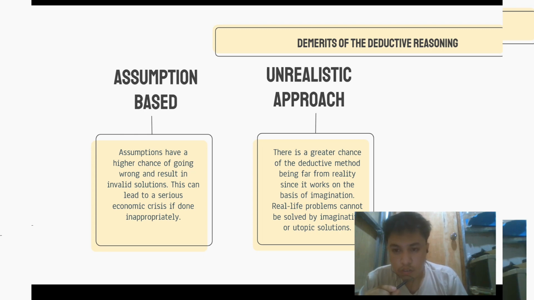The demerits of the deductive reasoning. Assumption based. Assumptions have a higher chance of going wrong and result in invalid solutions. This can lead to a serious economic crisis if done inappropriately. Unrealistic approach. There is a greater chance of the deductive method being far from reality since it works on the basis of imagination. Real life problems cannot be solved by imaginative or utopian solutions.